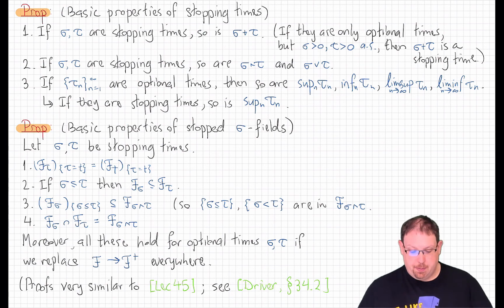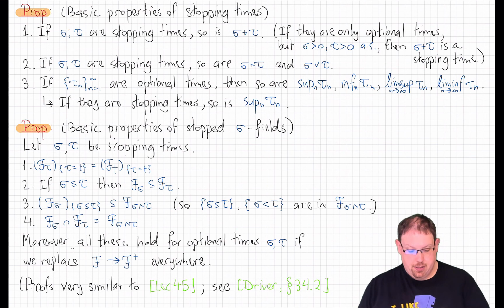And as for the stopped sigma fields, if I take two stopping times, then on the event that tau is equal to a fixed time t, the stopped sigma field F_tau is the sigma field F_t. And in fact, you can also quickly check that if we take the stopping time to just be the deterministic time t, then the stopped sigma field is the sigma field F_t, as in the discrete case. If sigma is less than or equal to tau, then the stopped sigma field F_sigma is contained in the stopped sigma field F_tau.